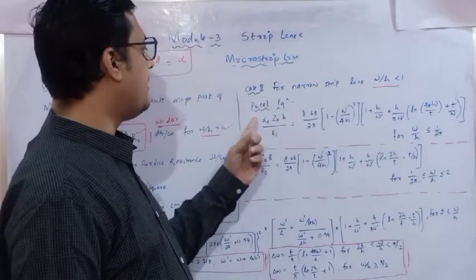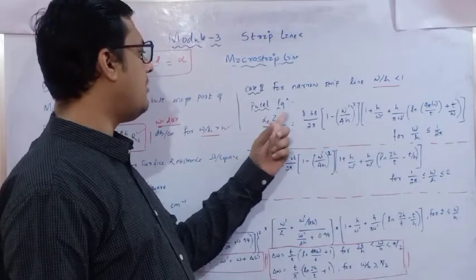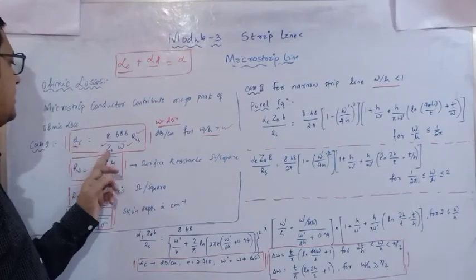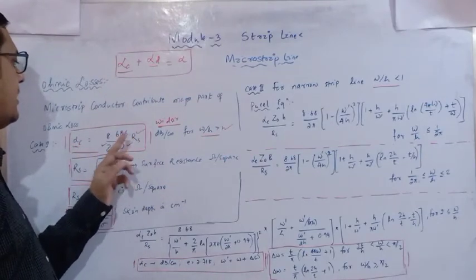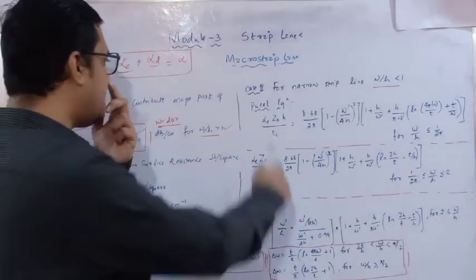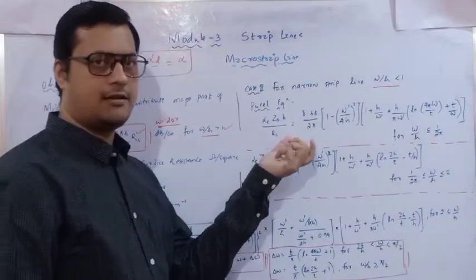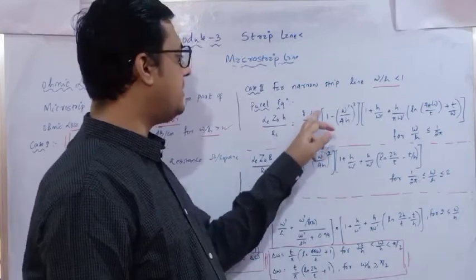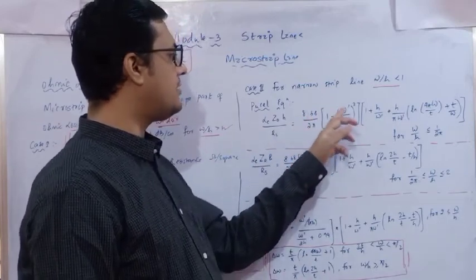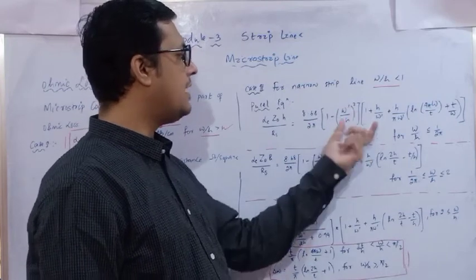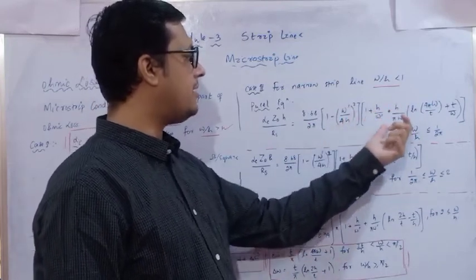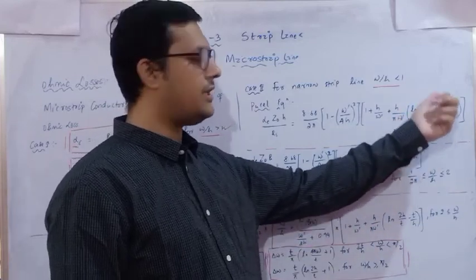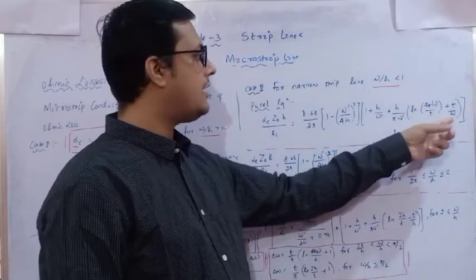So here Pucknell has given alpha C Z naught H by RS. So here you can see alpha C, Z naught, RS and W. Here it is H divided by RS, so this is the constant factor with respect to the width. So it is 8.686 divided by 2 pi, into 1 minus W dash divided by 4H whole square, and the rest of the component 1 plus H by W dash plus H by pi W dash ln of 4 pi W divided by T, plus T by W.